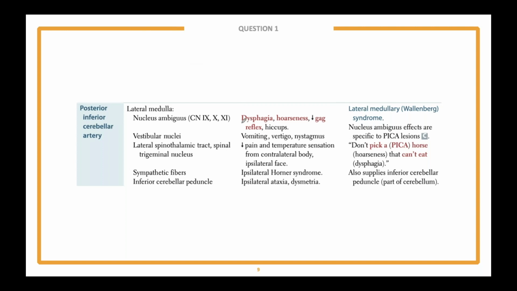And as you can see here, dysphagia and hoarseness are at the top of the list of what you're going to see here. Okay, so it's important to notice that PICA is associated with lateral medullary or Wallenberg syndrome. Okay, so here's the nice little mnemonic: do not pick a horse that can't eat, and that'll remind you of hoarseness and dysphagia.